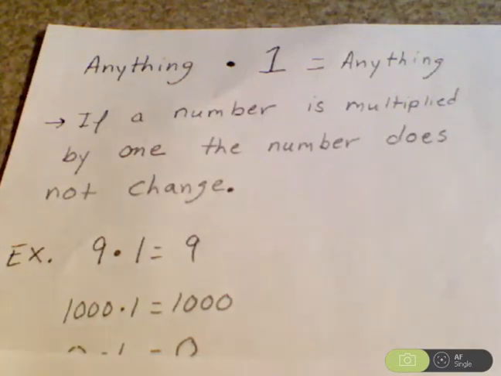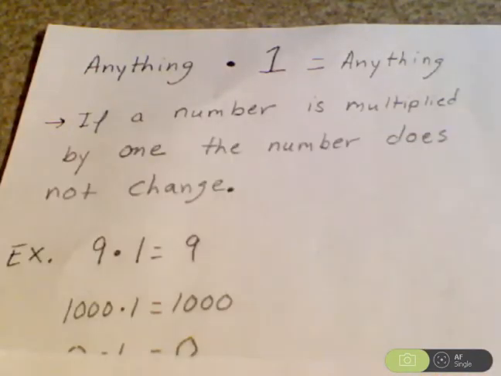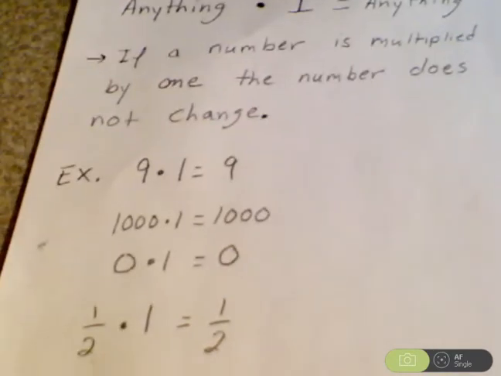Look at some of the examples here. Here's what we're saying, that 9 times 1 is 9. Notice the number 9 is now our answer. It does not change because it's multiplied by 1. That's going to be important to remember today. 1,000 times 1 is 1,000. 0 times 1 is 0. 1/2 times 1 is 1/2. So anytime we take a number times 1, the answer or the number does not change.